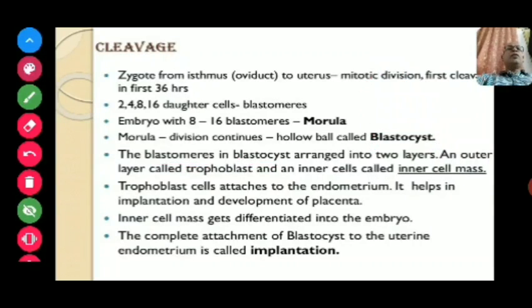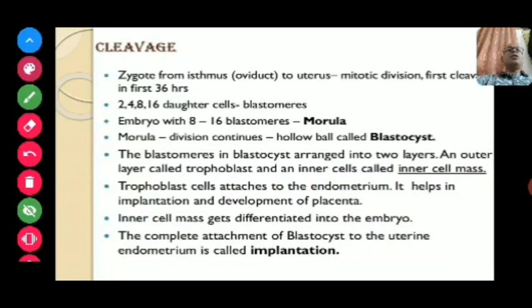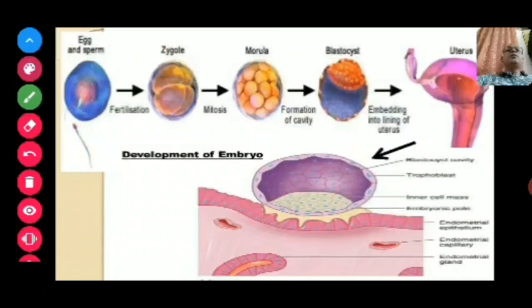Now the trophoblast cells attach to the endometrium. As the trophoblast cells are the outer layer, they attach to the endometrium and help in implantation and development of the placenta. The inner cell mass gets differentiated into the embryo. The complete attachment of the blastocyst to the uterine endometrium is known as implantation.